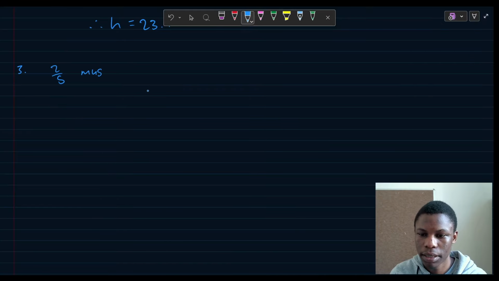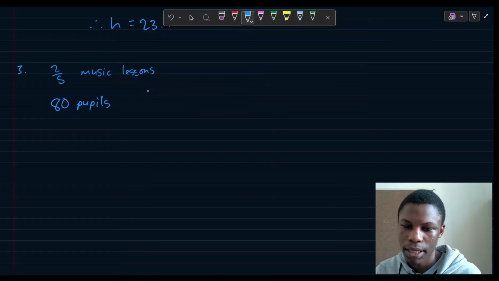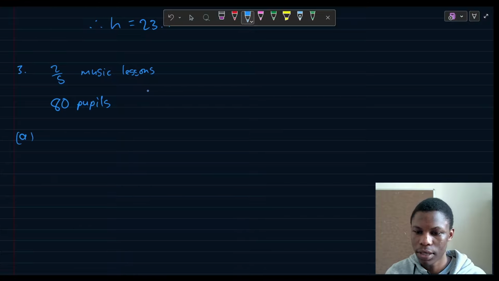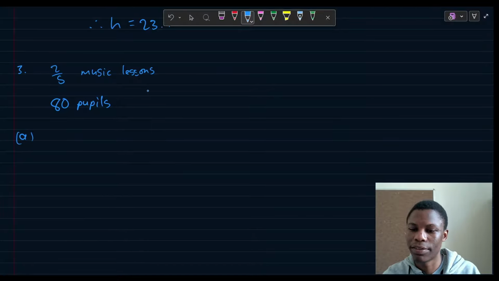Question number 3. In a certain large school, on average, 2 pupils in 5 have music lessons. Okay, so 2 in 5 have music lessons. A random sample of 80 pupils from the school is chosen. Part A. Use an approximation to find the probability that fewer than 27 pupils have music lessons.